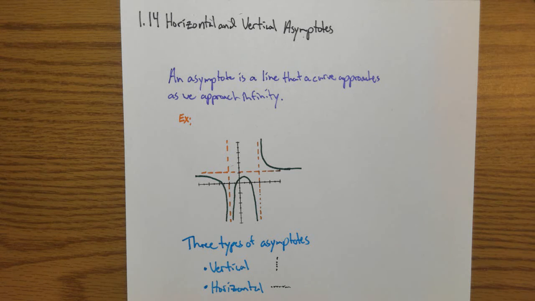Hello class, today we're going to talk about horizontal and vertical asymptotes, specifically of rational functions. So we're sticking with rational functions for a bit, and let's just review. An asymptote is a line that a curve approaches as we approach infinity.